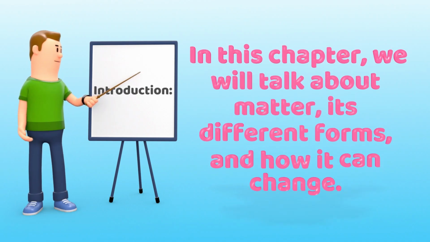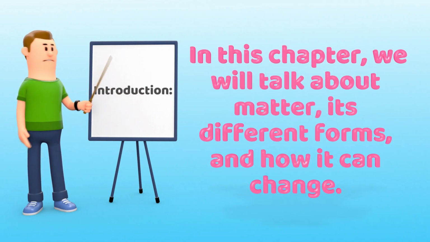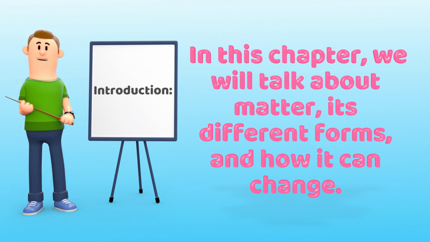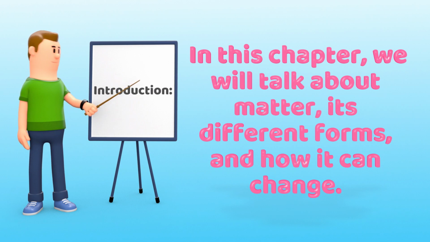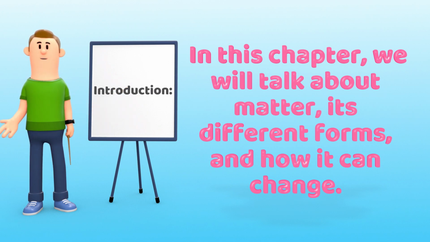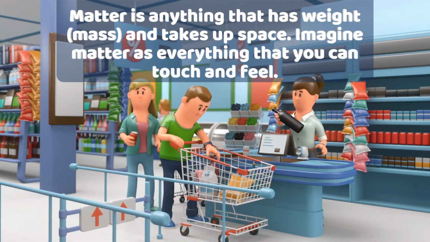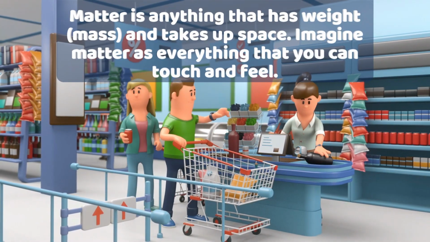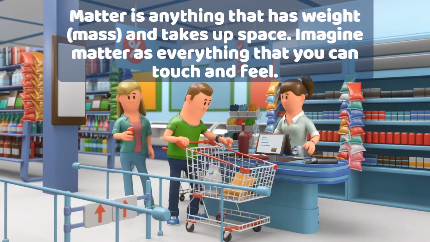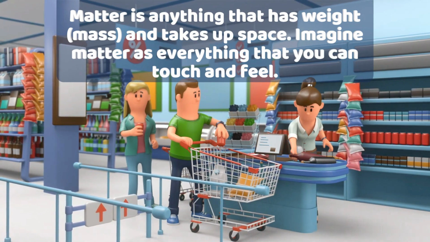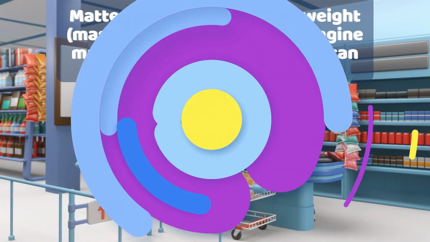So, in this chapter, we will learn about matter. We will also learn about its states and how matter can change from one state to another state. Let's now define what is matter. Matter is anything that has weight or mass and can occupy space. Everything you touch is matter.